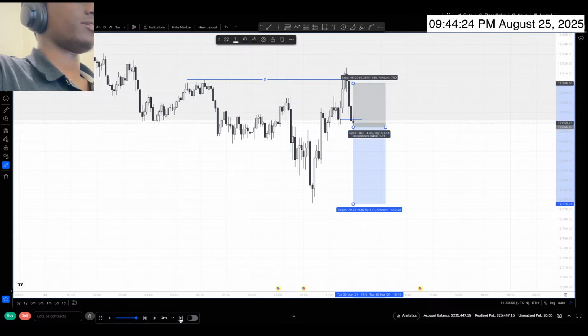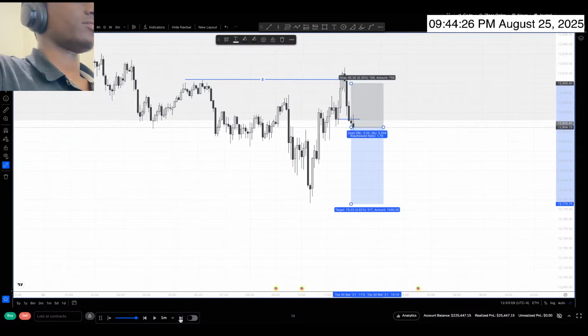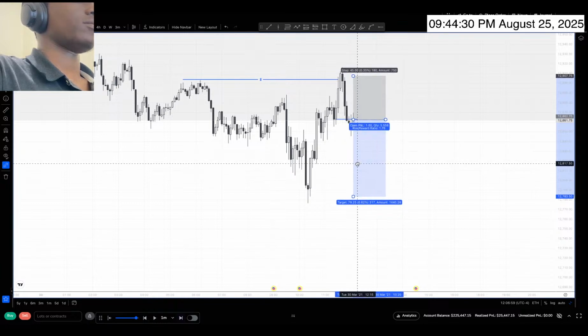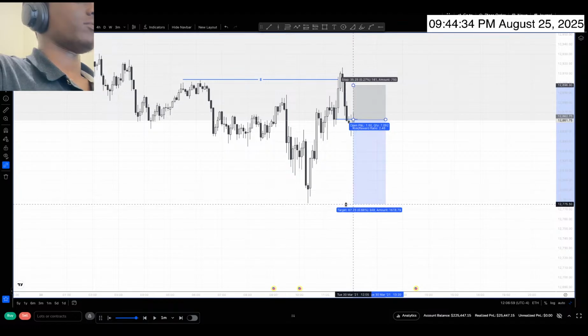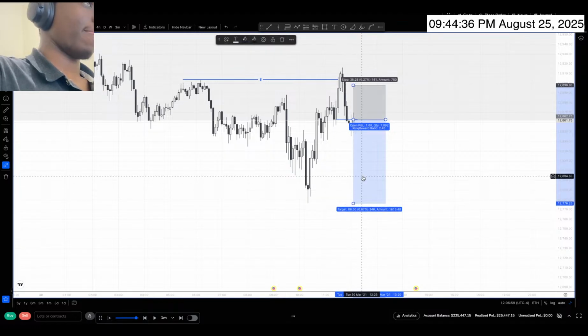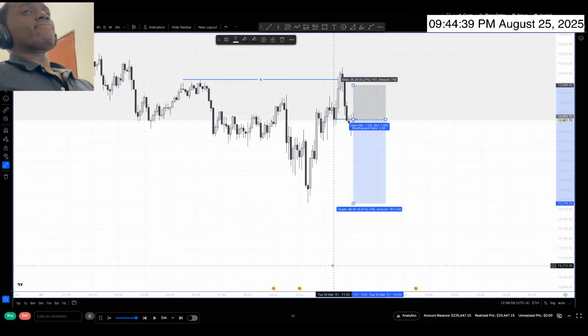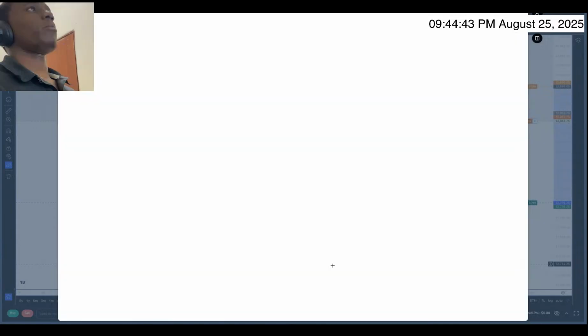Let's see if we can retest the change in state. Okay, so somewhere around here. Stop loss above the inversion. I take it here. So our P&L graph is in some kind of consolidation phase.